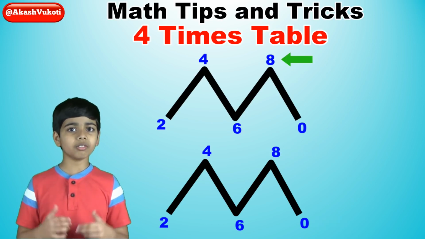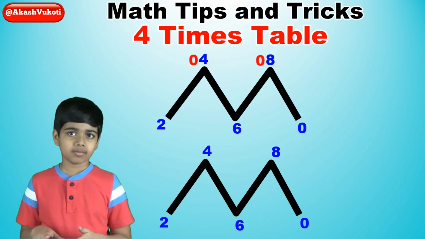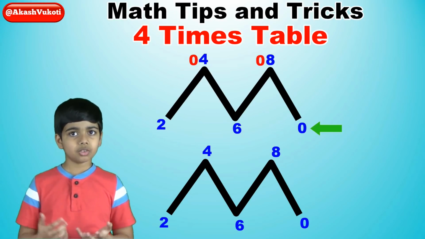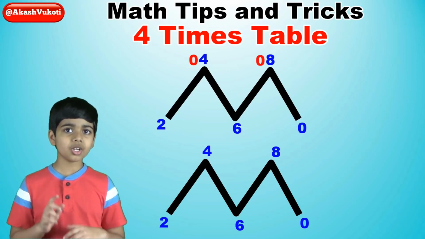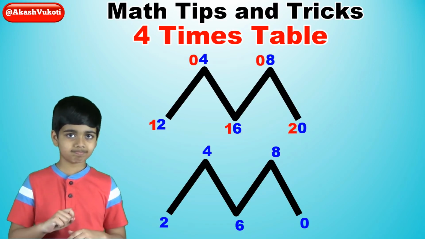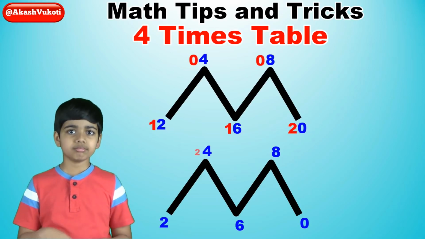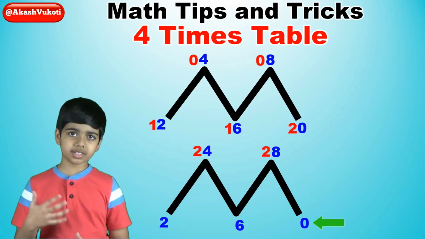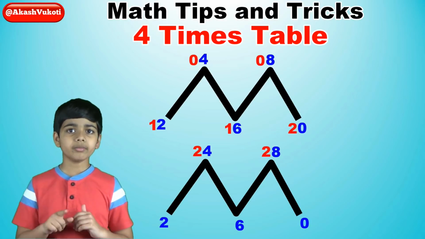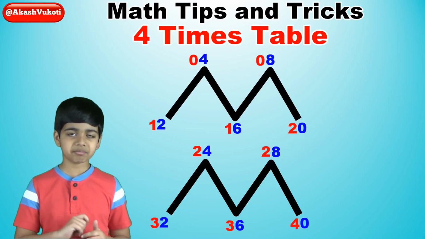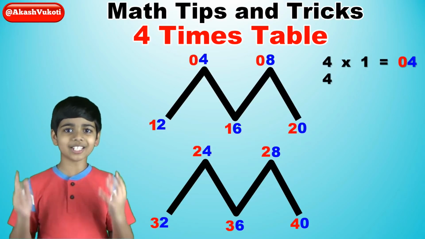For the top row of the first M, just write 0. So 0, 0. For the bottom row of the first M, write 1 except for the last one. There we write 2. So 1, 1, 2. For the top row of the second M, just write 2. So 2, 2. And for the bottom row of the second M, write 3 except for the last one. There we write 4. So 3, 3, 4. And so, right before your very eyes, you have completed the 4 times table.